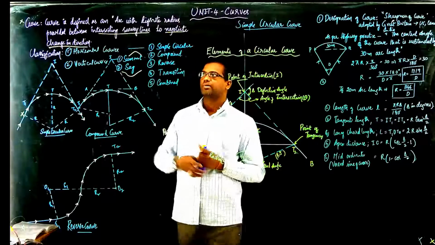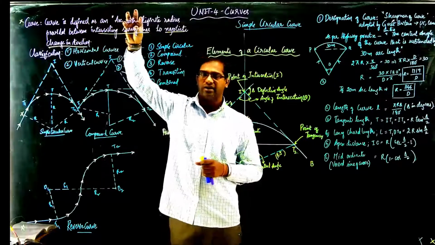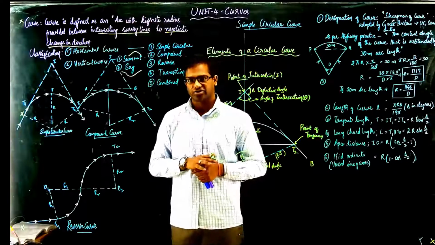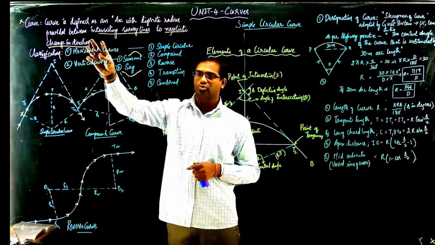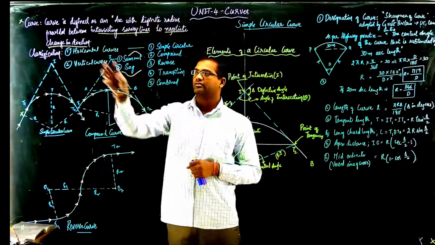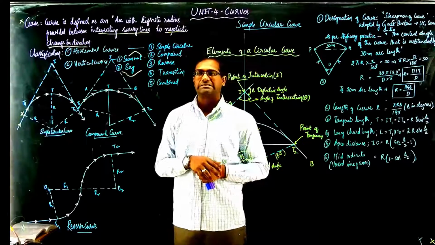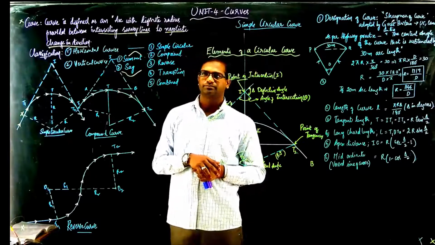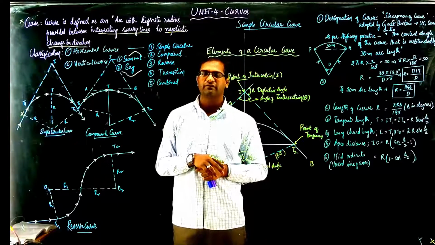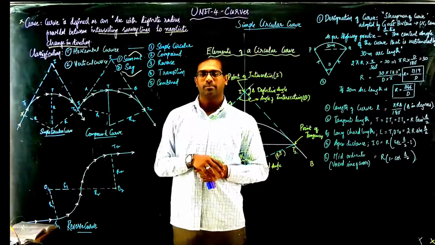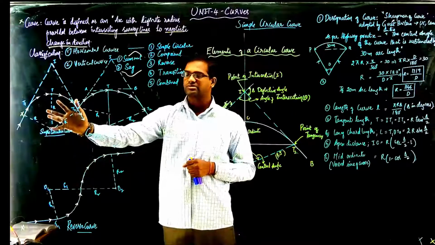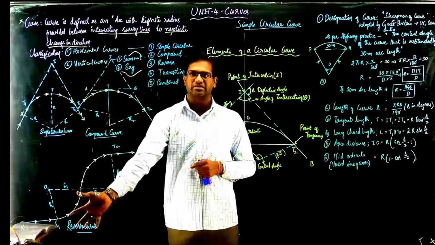So I repeat, a curve is provided when there is a change in the survey line direction. There are 2 classifications: horizontal curve and vertical curve. Vertical curves are summit curve and sag curve. Horizontal curves are simple circular curve, compound curve, reverse curve, transition curve, and combined curve. I have drawn 3 types of curves: simple circular curve, compound curve, and reverse curve.